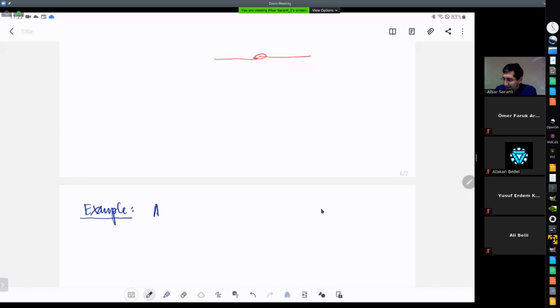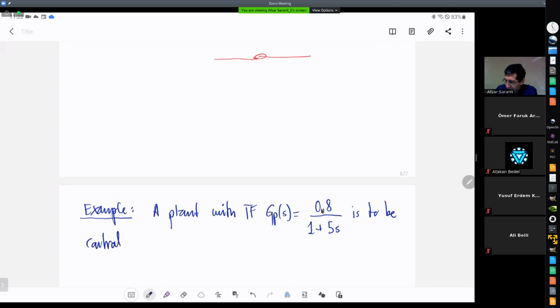So a plant with transfer function given by Gp of S is 0.8 over 1 plus 5S, is to be controlled by a P controller.